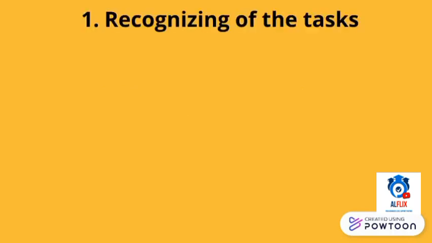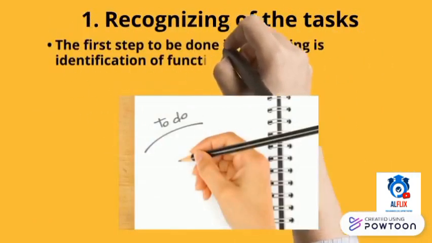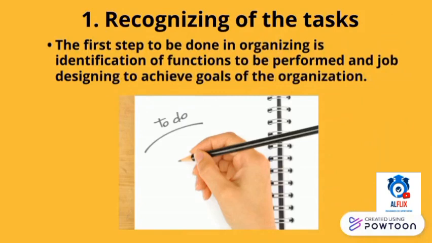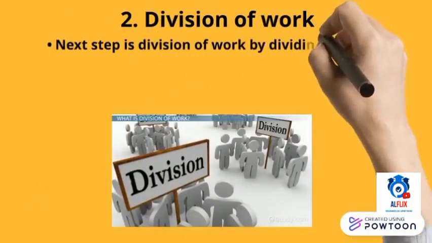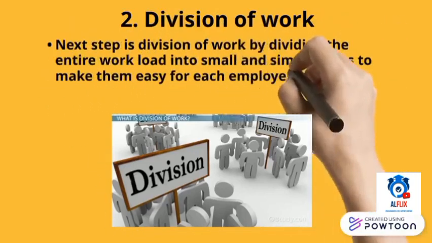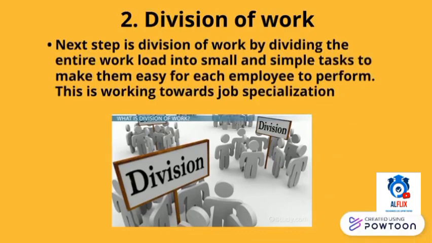Recognizing of the tasks. The first step to be done in organizing is identification of functions to be performed and job designing to achieve the goals of the organization. Division of work. The next step is division of work, by dividing the entire workload into small and simple tasks to make them easy for each employee to perform. This is working towards job specialization.